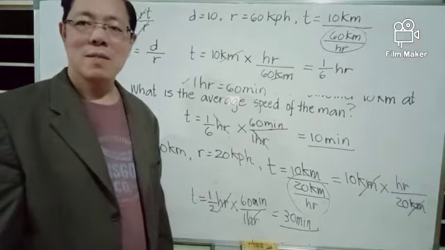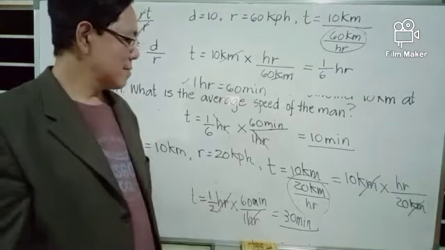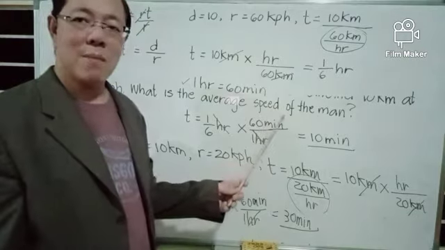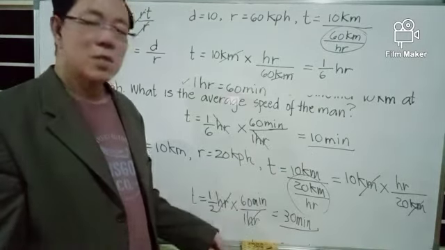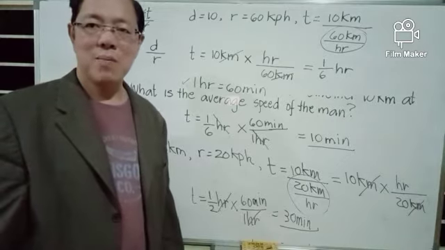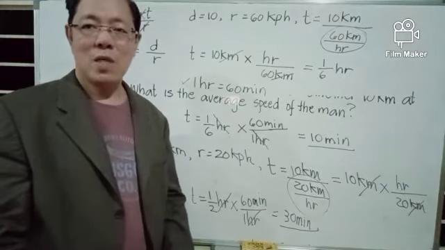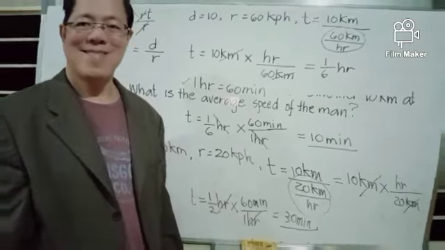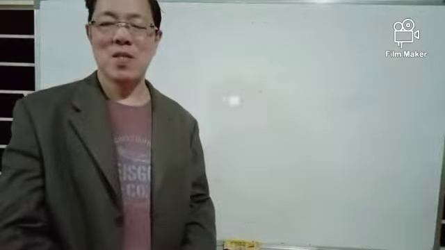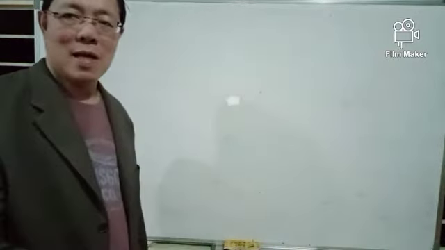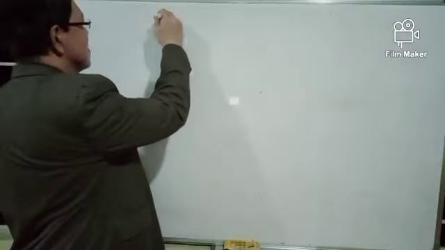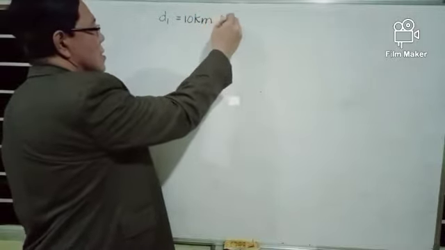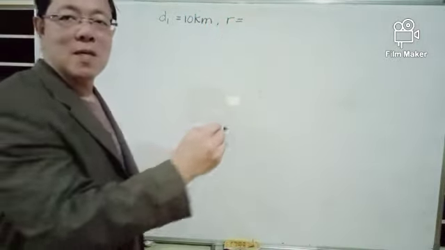And we will compute the speed of the man for the total distance traveled of 20 kilometers and for the total time elapsed of 40 minutes. And we should be able to get the same result we obtained for the harmonic mean, which is 30 kilometers per hour. Again, for the first part of the trip, the man traveled a distance of 10 kilometers at the rate of 60 kilometers per hour.